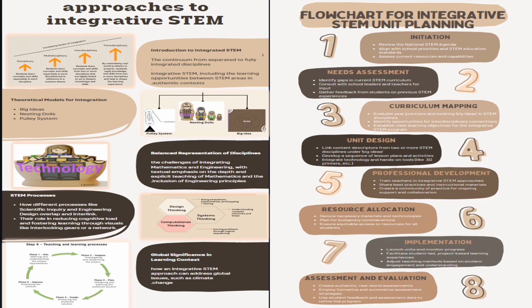Number six, allocate funds and resources sensibly to ensure all students can participate in the program and to support its long-term operation. Number seven, start the program and have teachers lead project-based learning activities, adjusting the approach based on how well the students are engaging and learning. Number eight, use practical real-world assessments to gauge students' progress and the effectiveness of the program and make improvements where needed.